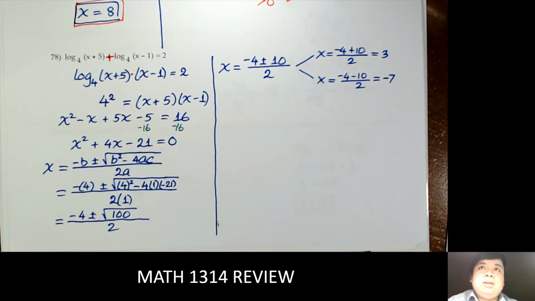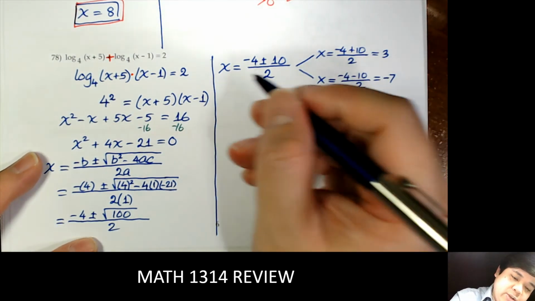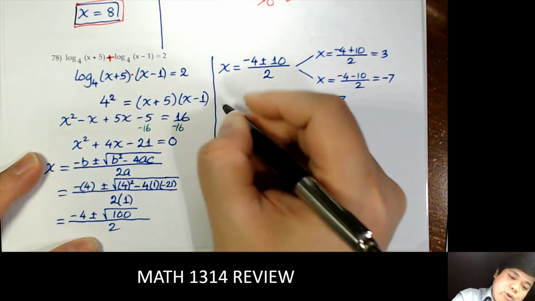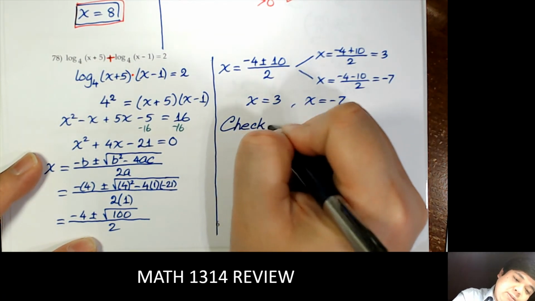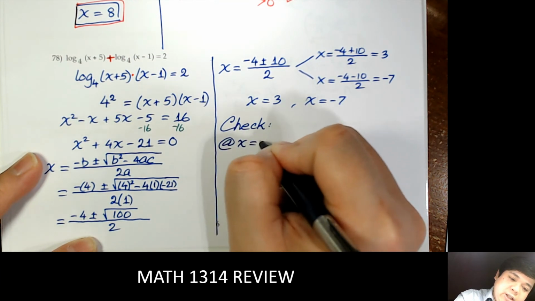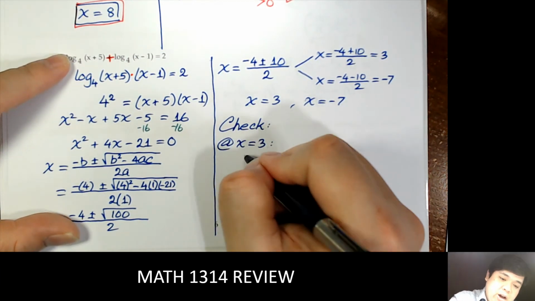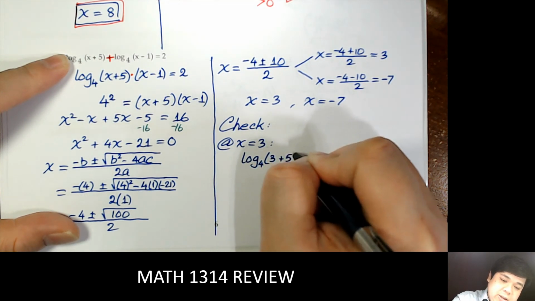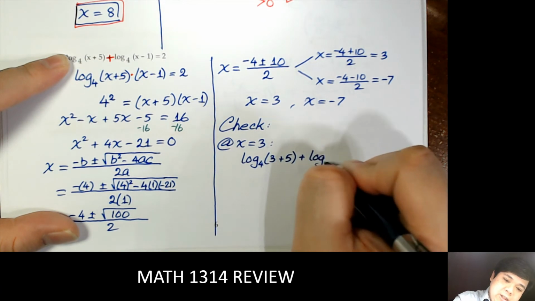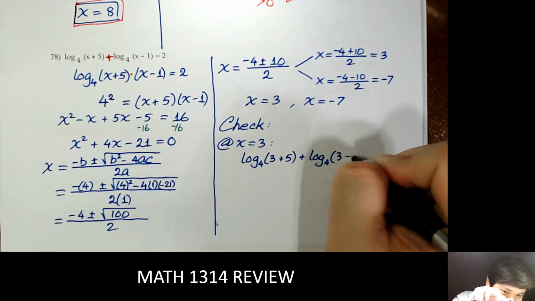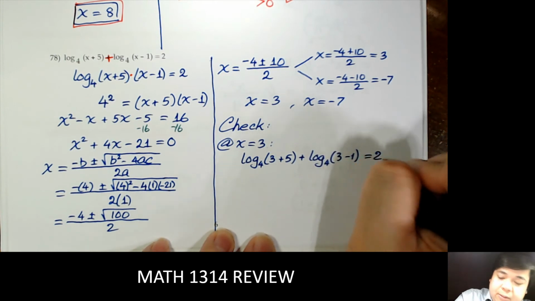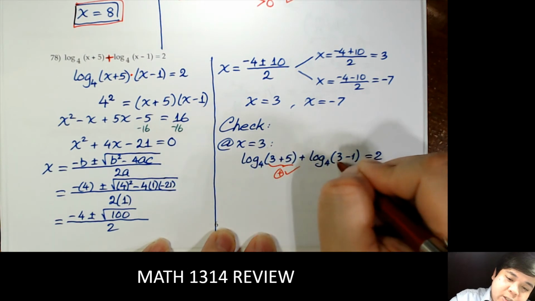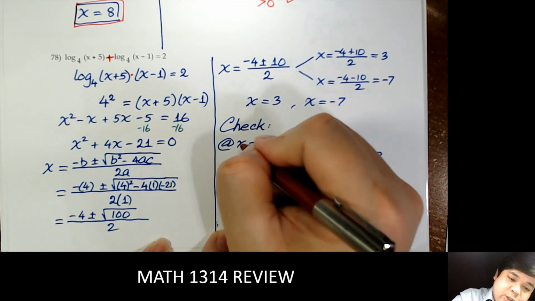So we have that. Need to check the answer though. So let's just write x equal to 3, x equal to negative 7. Now we check. When x equals 3, I put 3 in for all the x in the logs. So inside this log, that is positive, which is good, and that is also positive, which is good. So that is good.